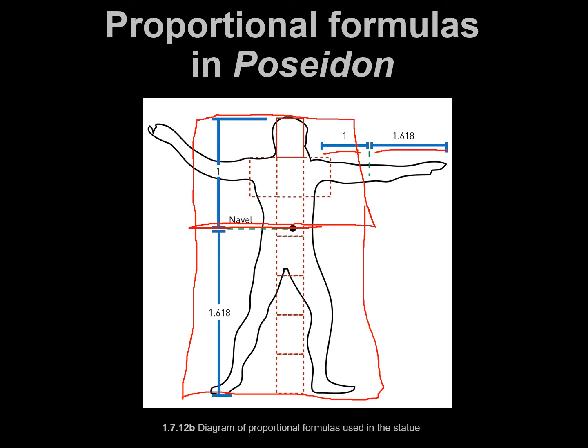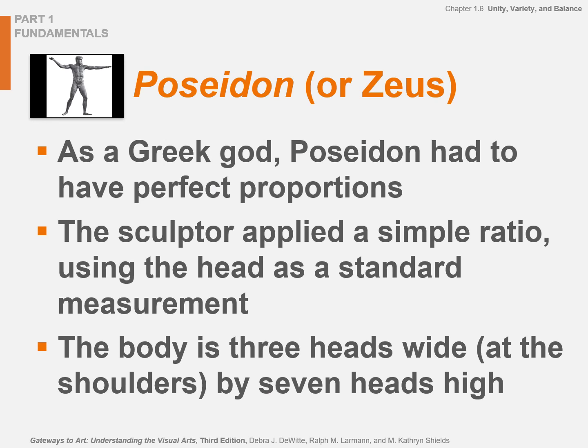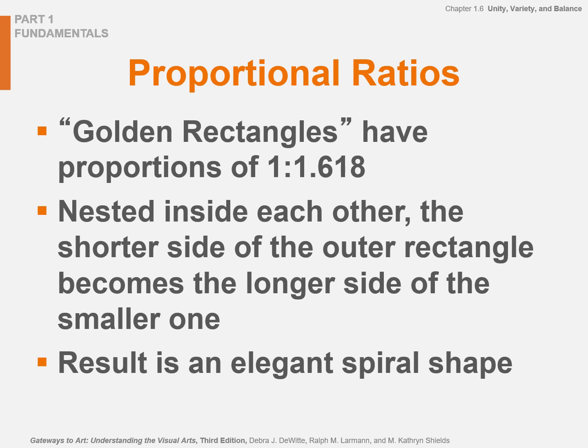So you can see in this way how the golden section becomes so important to the making of art. And this carries through even to today. A lot of artists really do believe in the golden section, and when they make art, they really do apply these mathematical ideas to the foundations of the objects that they're making. Proportional ratios, these golden rectangles, have, like we just said, these proportions of 1 to 1.618. They are nestled inside each other. The shorter side of the outer rectangle becomes the longer side of the smaller one. And it results in a very elegant spiral shape.